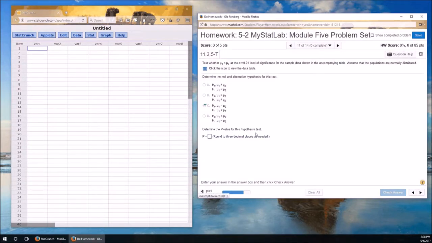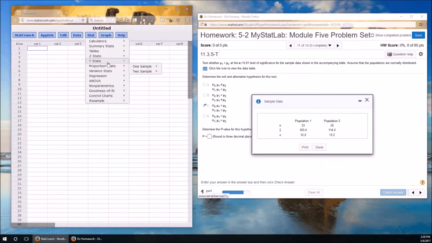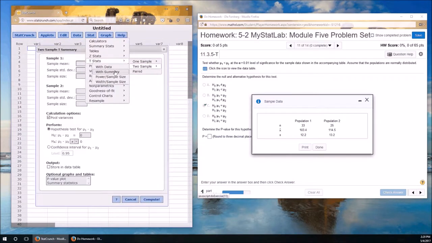Determine the p-value for this hypothesis test. Okay. Click on the icon to view the data table. Summarized data, two populations. We have the sample standard deviation. Because we have the sample standard deviation, we're using a t procedure. And because we have two populations that we're comparing the means of, we're going to use Stat, T Stats, Two Sample, With Summary.